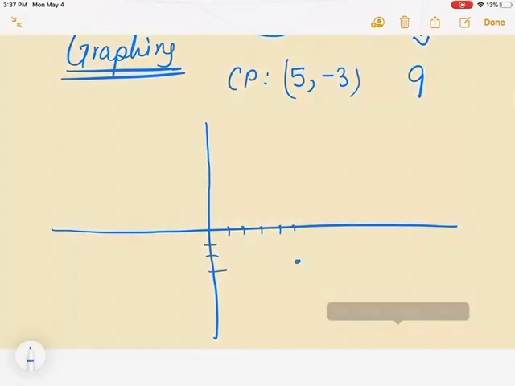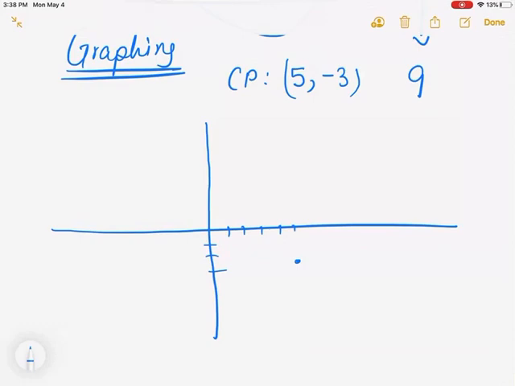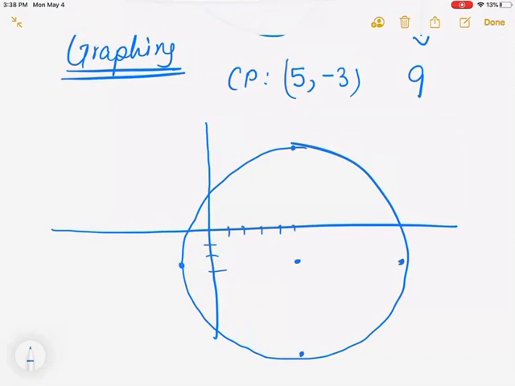Once you've plotted the center point, you have to go 9 units in all 4 directions. From this center point, go up 9, down 9, left and right 9. So from here I would go up 9, make sure you count, down 9, right 9, left 9, and once I have all those points, I'll just connect them, and that's my circle. Here you go. That's how we graph circle equations.